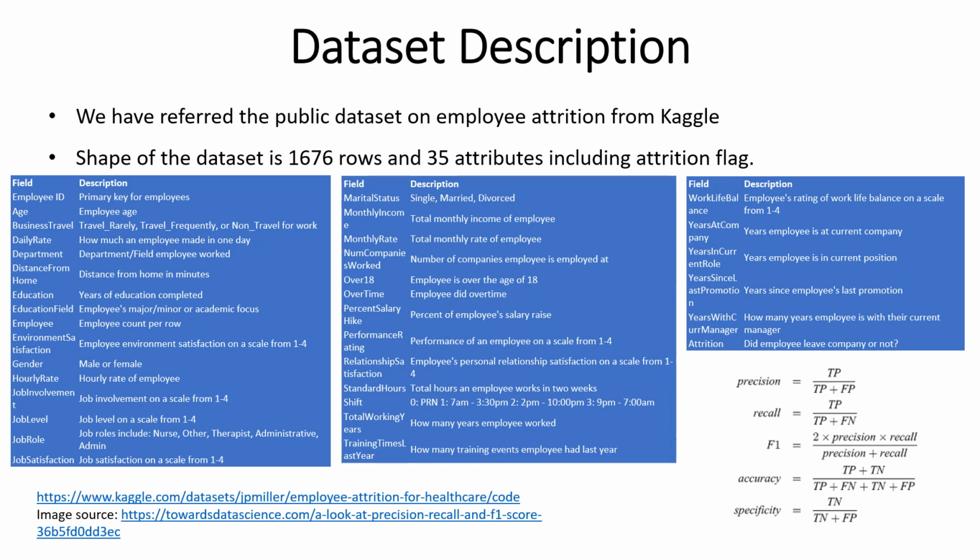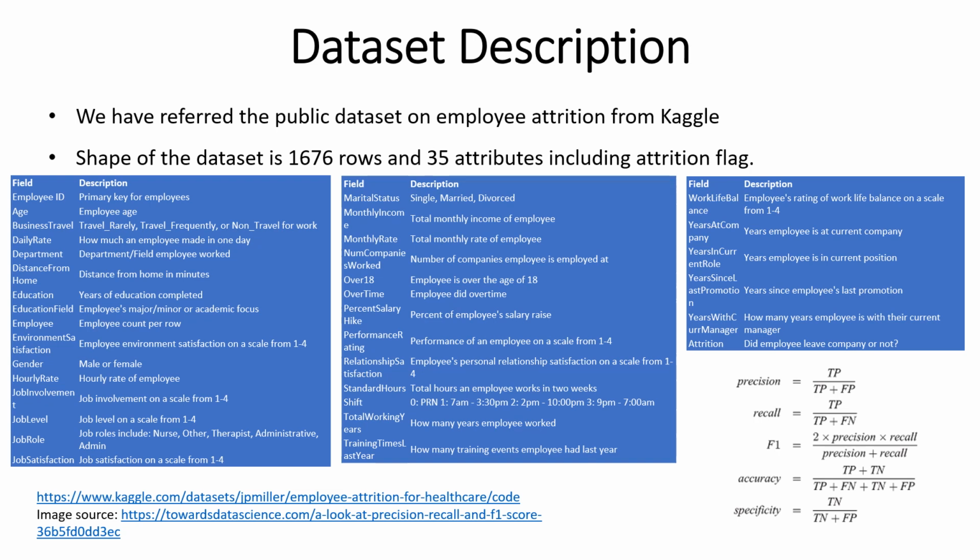To develop an AI, we have taken the data from Kaggle.com. This data is from real HR data. Accurate predictions can help retention efforts towards employees at high attrition risk. So for developing the AI, we have taken a data set of 1676 rows and 35 attributes.